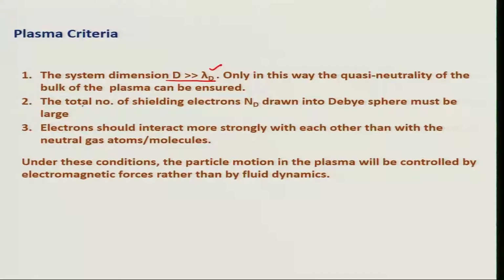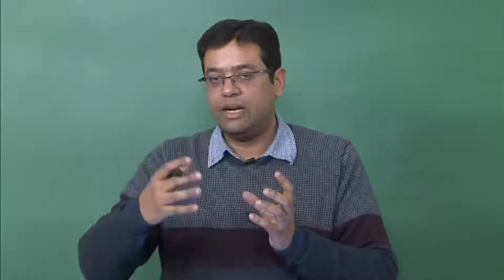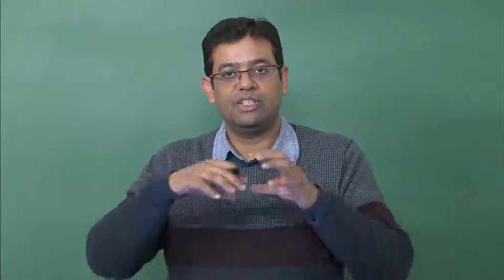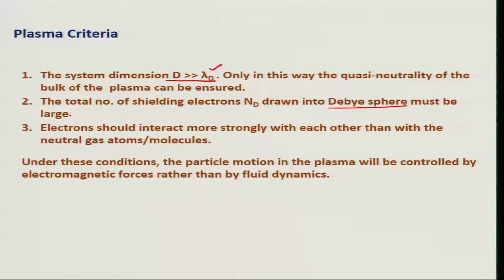The total number of shielding electrons drawn into the Debye sphere must be large, which means that around a positively charged ion you have a Debye sphere in which some electrons are shielding it, and the Debye sphere is a sphere of Debye length. So, N_D can be given as 4 pi lambda_D cubed over 3, the volume of the Debye sphere, times Ne, the density of electrons. So, this number should be very large.